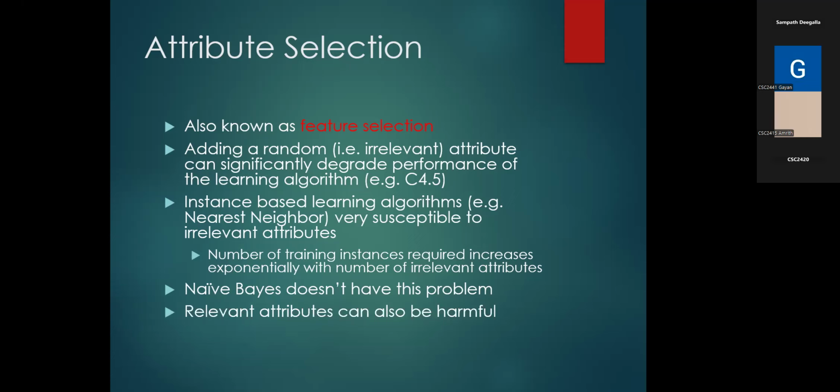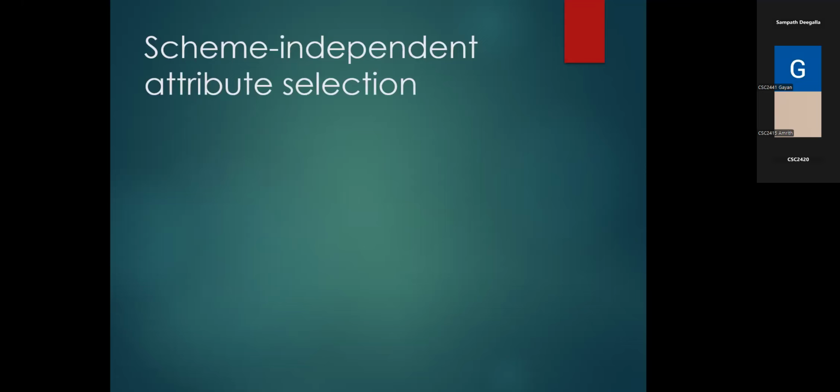But on the other hand, the irrelevant attributes can also be harmful. So therefore, you have to carefully select what should be the representative sample. Okay, now that we have got some idea about the attribute selection and how different algorithms react to the number of irrelevant attributes, let's see what are the techniques we have to select attributes.